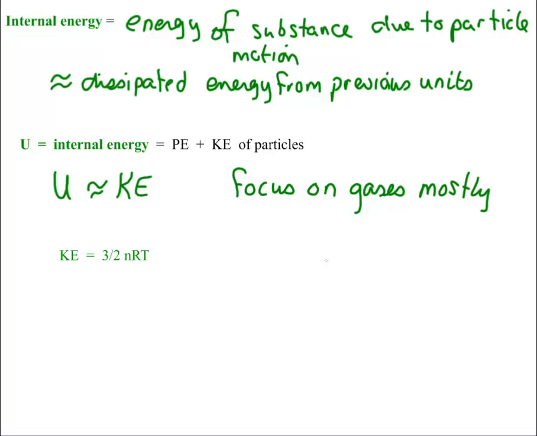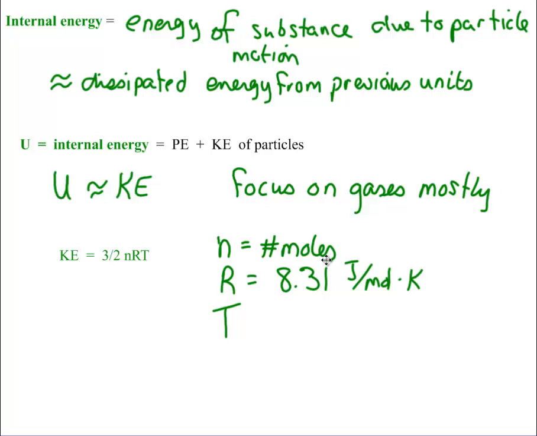There is an equation, we're not going to derive it because it takes too long, that has kinetic energy of a substance equal to 3/2 nRT. N is the number of moles, remember. R is the universal gas constant, and in this case we're going to use 8.31 joules per mole Kelvin. And T is temperature, and the temperature we're going to use is in Kelvin.